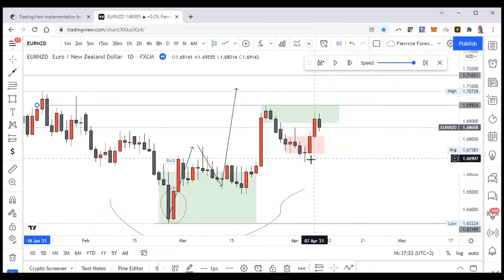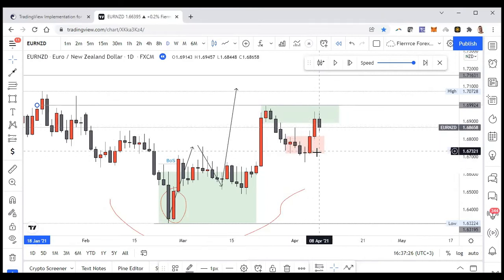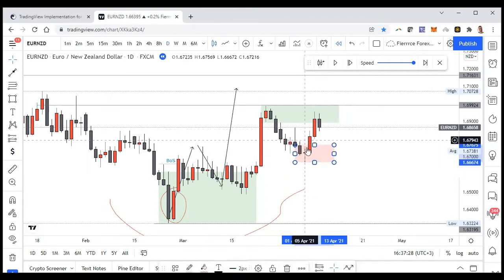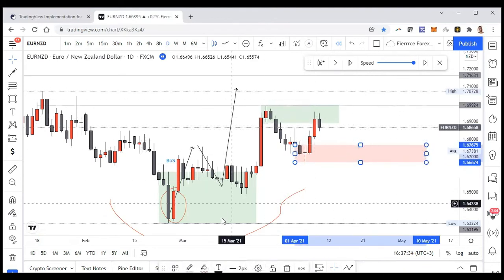That was a new demand zone. And then when we pushed up, we came down, and then we even shifted and formed yet another demand zone here that can be tested in future on the way to the upside.